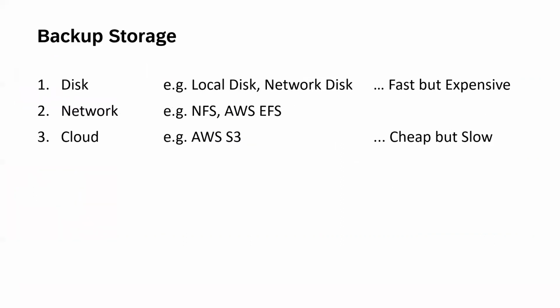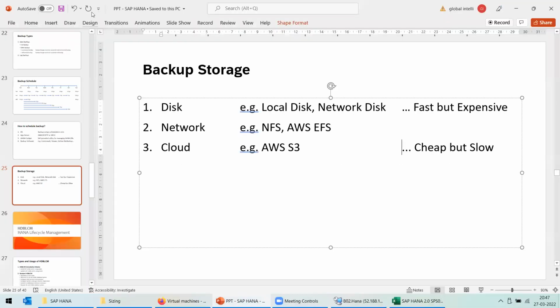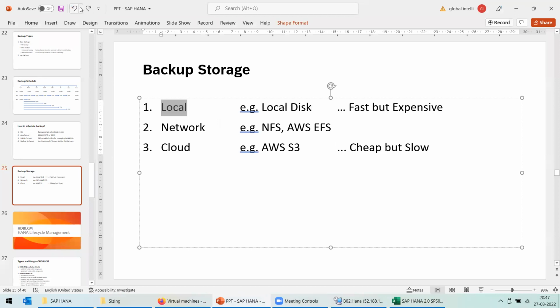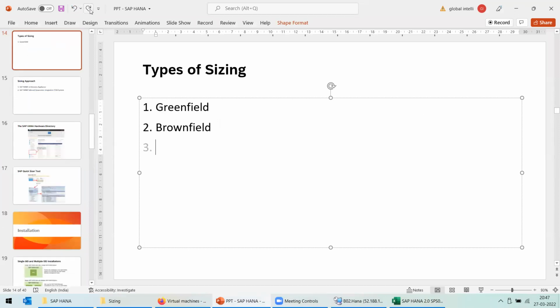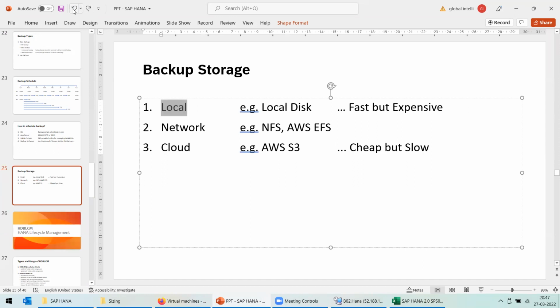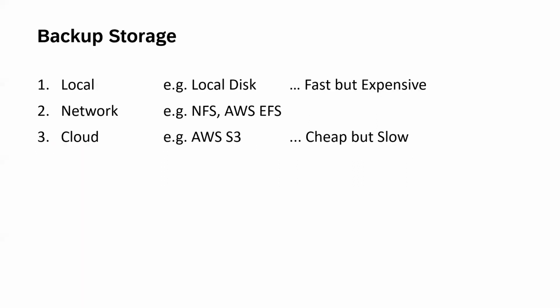So there are different types of backups. I think it already covers the network, so let it remain network only, and let it remain as local only. So what are the different types of backups? The first will be a local backup. On the same server on which you have your HANA database, you will take a backup on a local disk. Local backup means local disk.